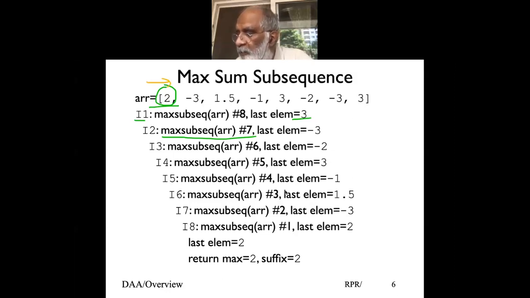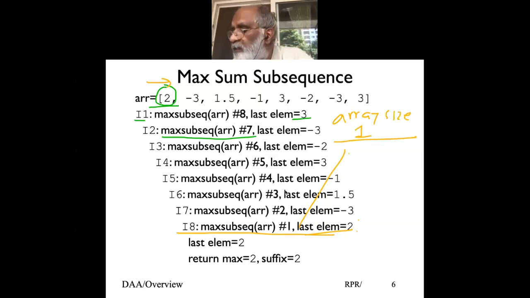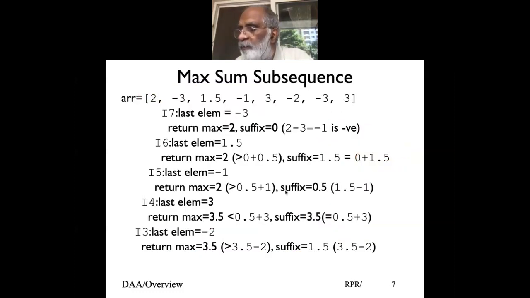So when I come to the last element, at this point in time, look at this last invocation, when I come to array size of 1, in that case, my maximum is 2, which is this value. My suffix is also 2, because this is the only suffix. Now I got the solution of 1. I combine this solution with the next one. So it returns max of 2, suffix of 2. Let's go to the next one.